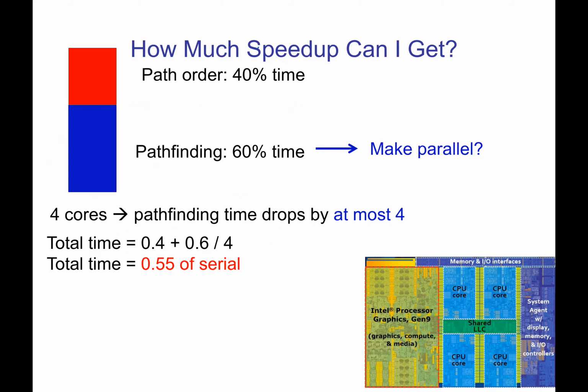Okay, so let's just bring that back up. Pathfinding time drops by at most 4. If we have done a good job, don't have many critical sections, it's 4 times faster. So we compute our total time as 0.4 of our time is path order, that hasn't changed. 0.6 of our time was pathfinding, and we divide that by 4 now. So we add it all up. The total time is 55% of what it was in serial, and the speed up is just the inverse of that. So the speed up is 1.8x. That's a pretty reasonable speed up.